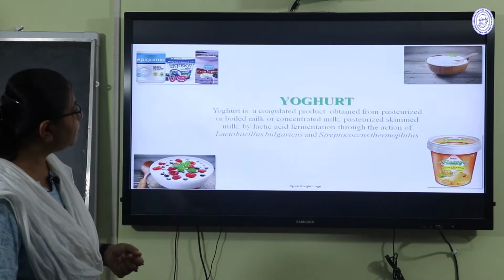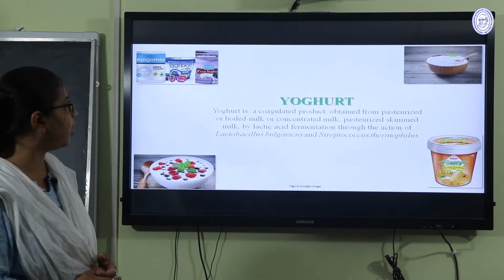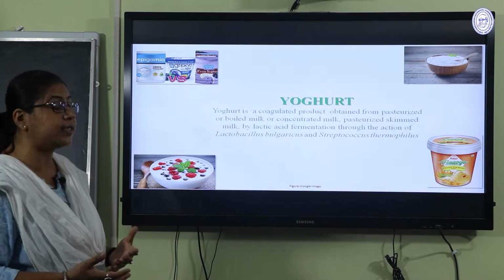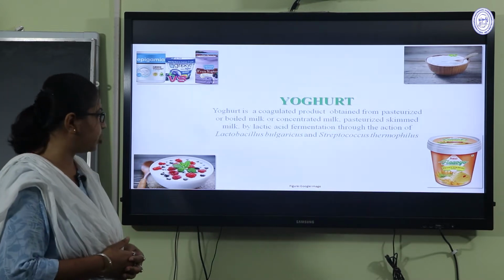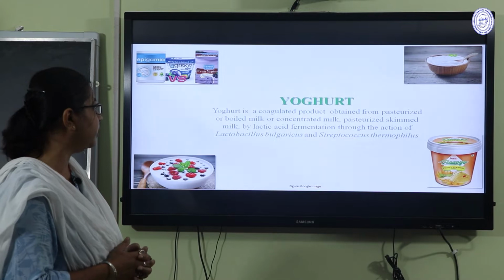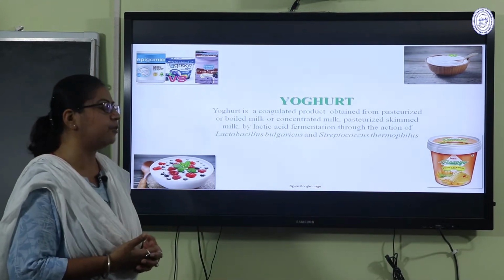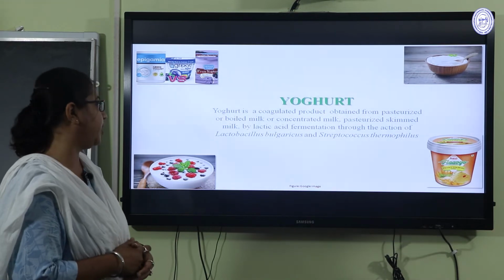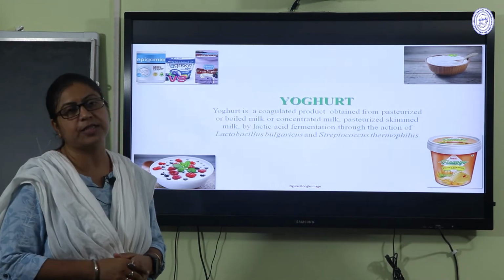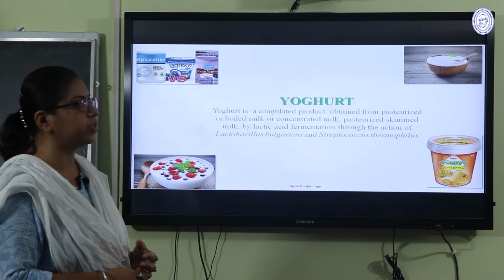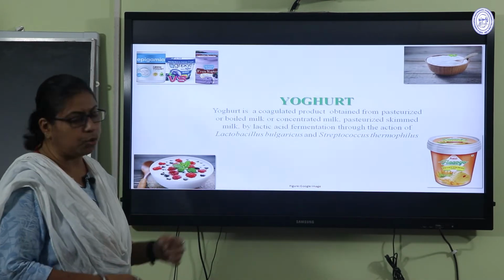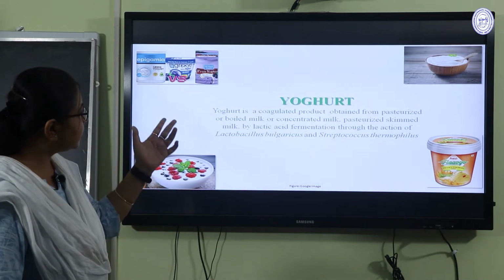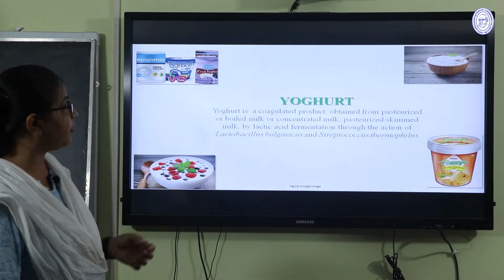So now we come to yogurt, another fermented milk product, which is a coagulated product obtained from pasteurized or boiled milk concentrated with skim milk, and fermentation is by lactic acid fermenting bacteria. Specifically, these two bacteria, Lactobacillus bulgaricus and Streptococcus thermophilus, yield yogurt. These are some pictures of yogurt, which is very familiar to all of you.